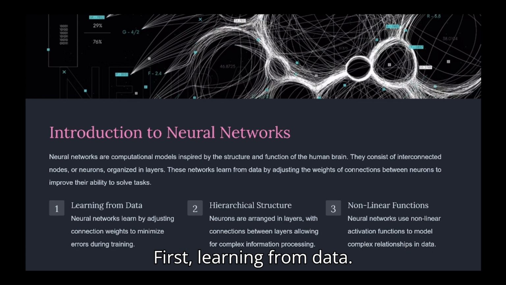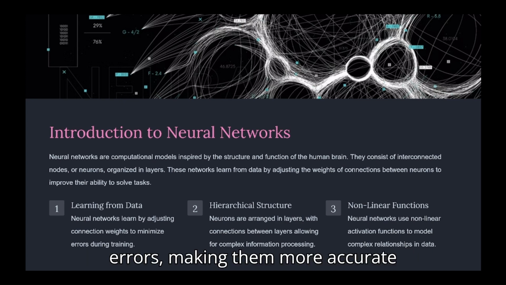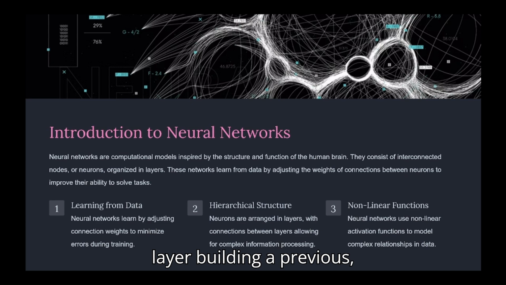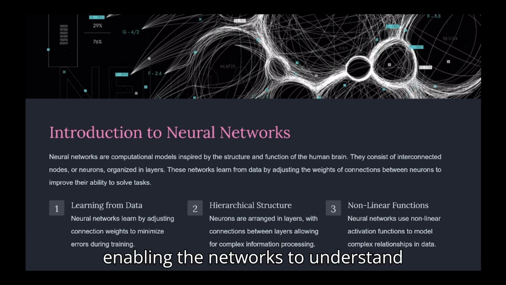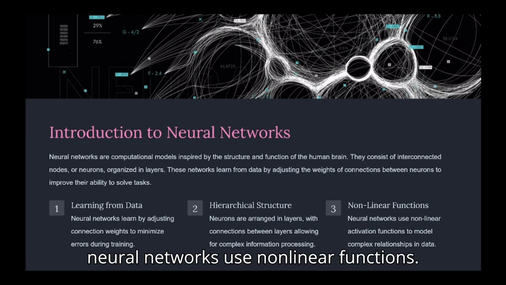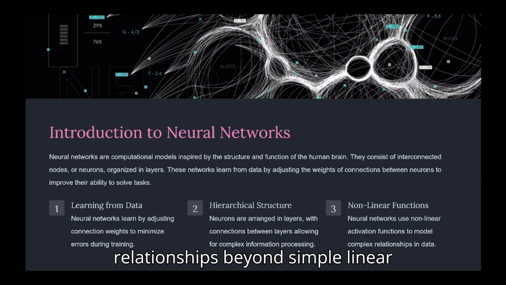First, learning from data. Neural networks adjust weights based on errors, making them more accurate over time. Second, they have hierarchical structures. Neurons are arranged in layers, with each layer building on the previous, enabling the networks to understand complex patterns. Third, neural networks use nonlinear functions. This allows them to model relationships beyond simple linear patterns.